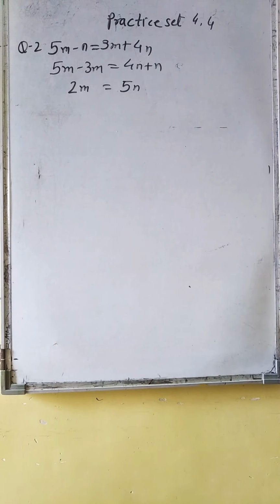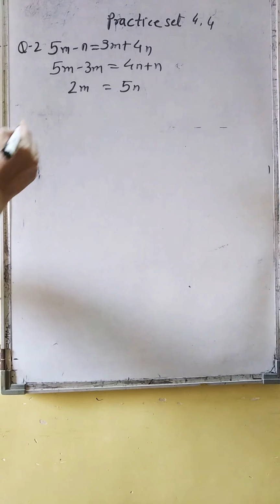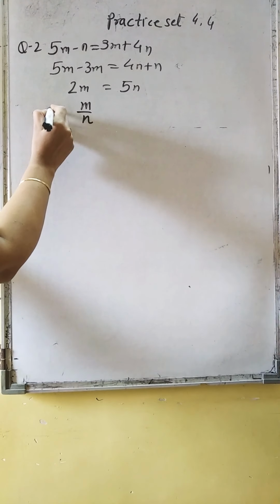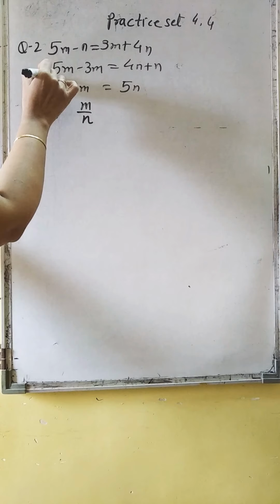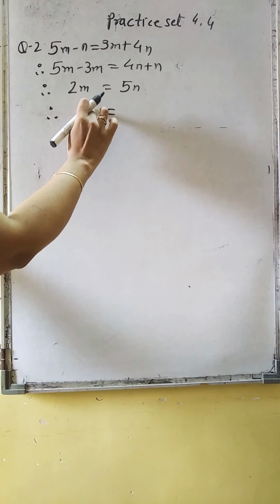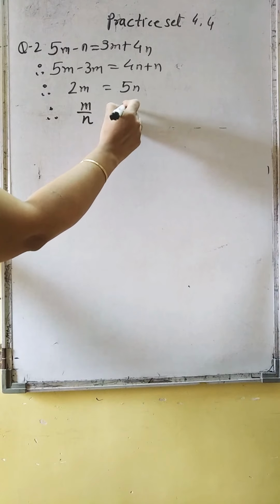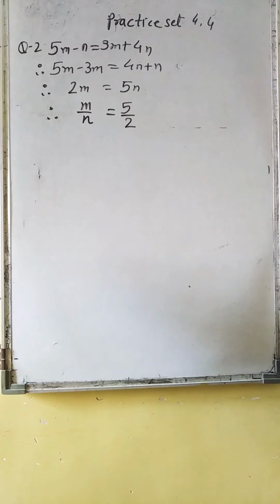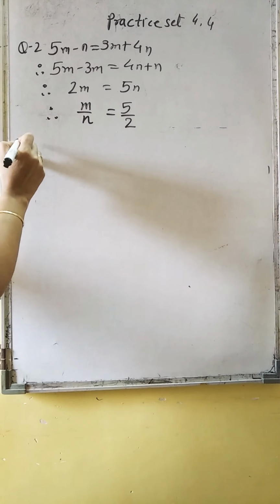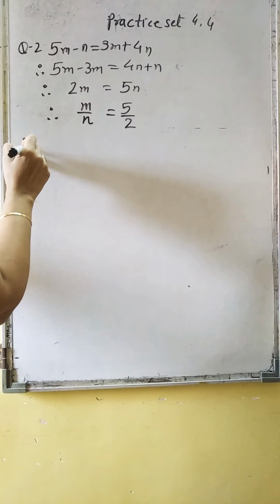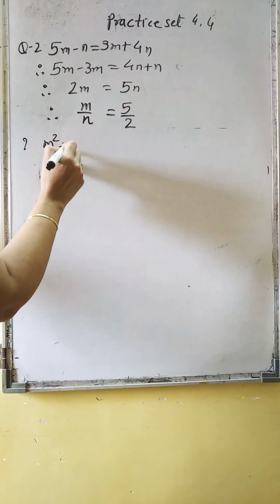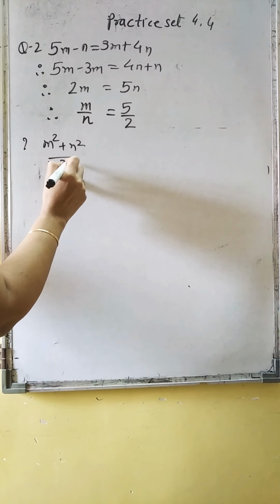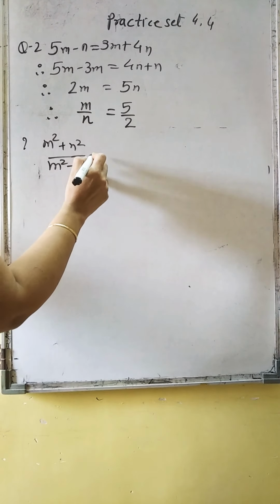How do we wish to have a upon b, c upon d, like that? Can we have m upon n? Yes, we can have m upon n. So what will be the value of m upon n? m is where it was, n is shifted, 5 is where it was, and this 2 is shifted. So m upon n is equal to 5 upon 2. So once you get this, children, m upon n, then see the question. The question is, you have to find out the value of m square plus n square upon m square minus n square.